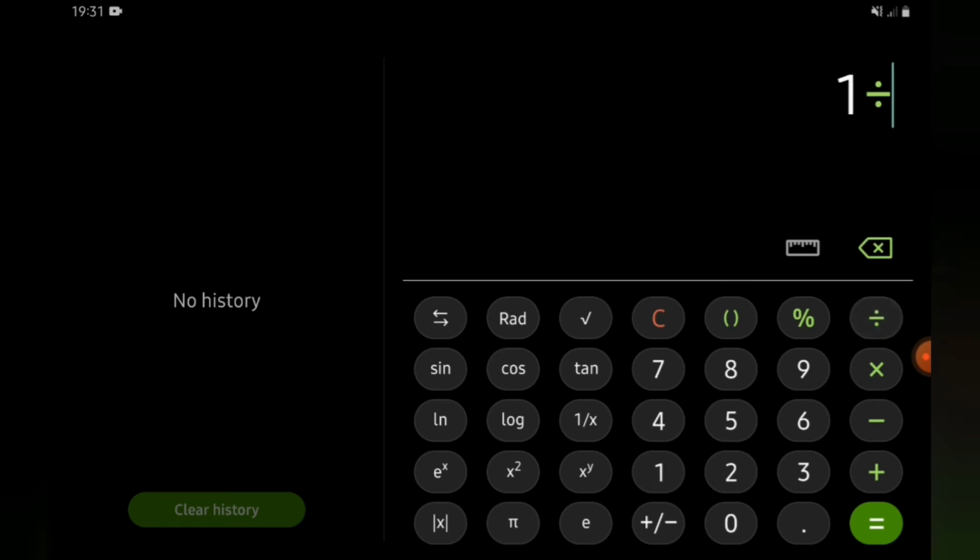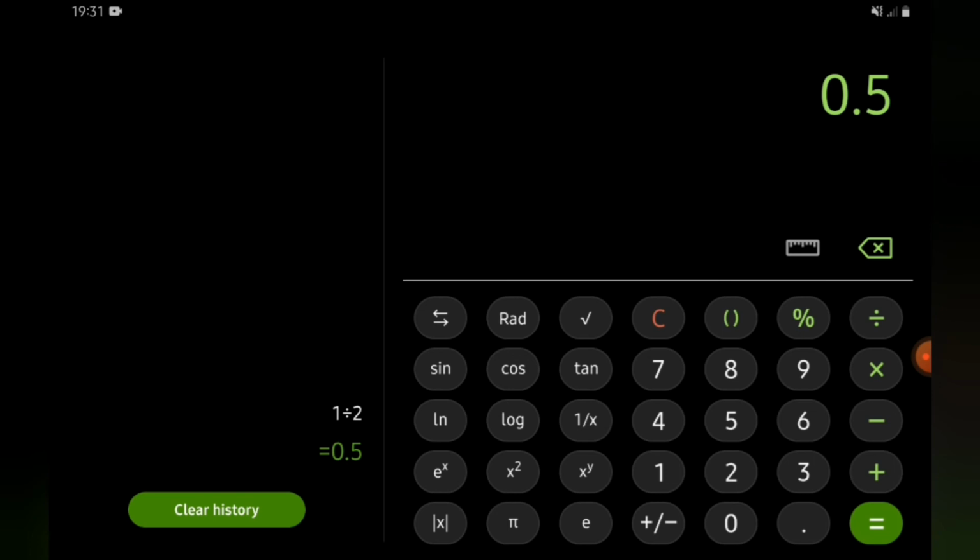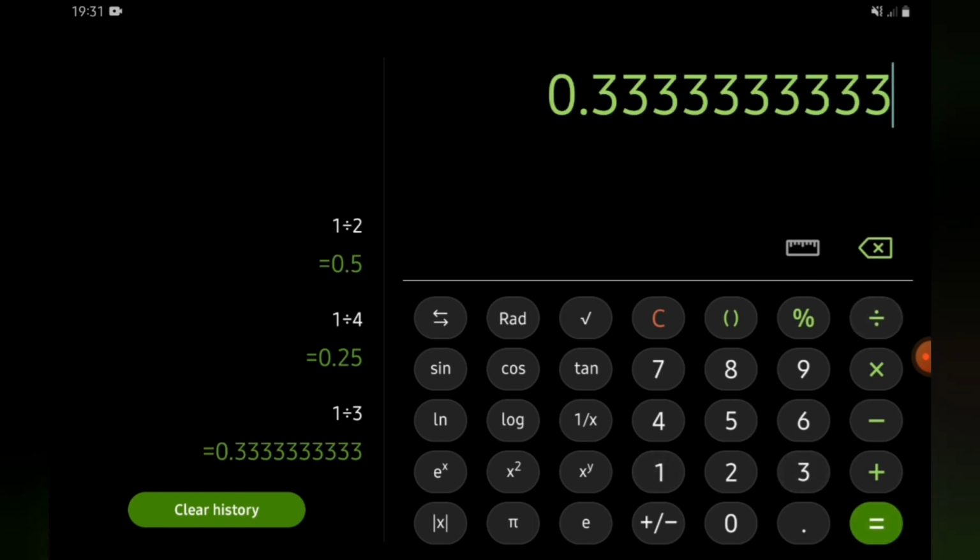So 1 divided by 2 equals 0.5. That is very easy and fast. And let's see again. We'll try to use the same. 1 divided by 4 equals 0.25. And the last, it is 1 divided by 3. And as you can see, 0.33333 there. Just make it simpler into 0.33.